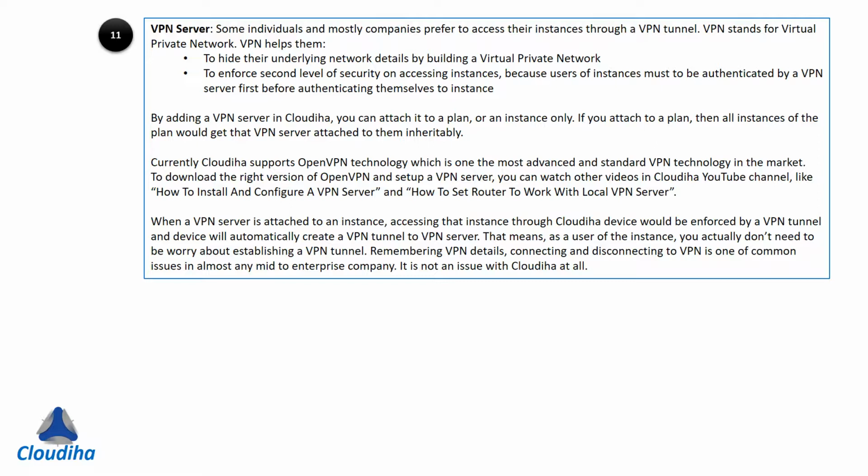When a VPN server is attached to an instance, accessing that instance through a Cloudiha device would be enforced by a VPN tunnel, and the device will automatically create a VPN tunnel to the VPN server. That means, as a user of the instance, you actually don't need to be worried about establishing a VPN tunnel. Remembering VPN details, connecting and disconnecting to VPN, is one of the common issues in almost any mid to enterprise company. It is not an issue with Cloudiha at all.